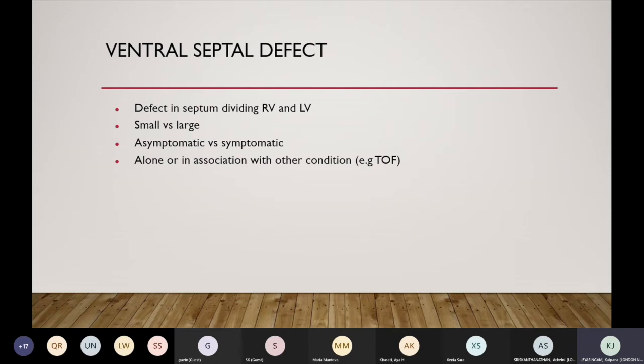Now we are going to go on to ventricular septal defect, which is a defect in the septum dividing the right and the left ventricle. Okay, so kind of the opposite end to ASD. Again, it could be either small or large. Children can be symptomatic or asymptomatic, and again, it can be either an isolated finding or it could be seen in association with other conditions like tetralogy of Fallot.